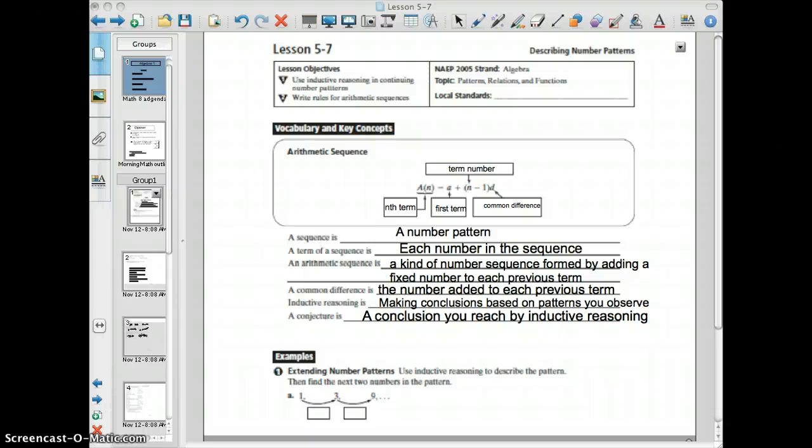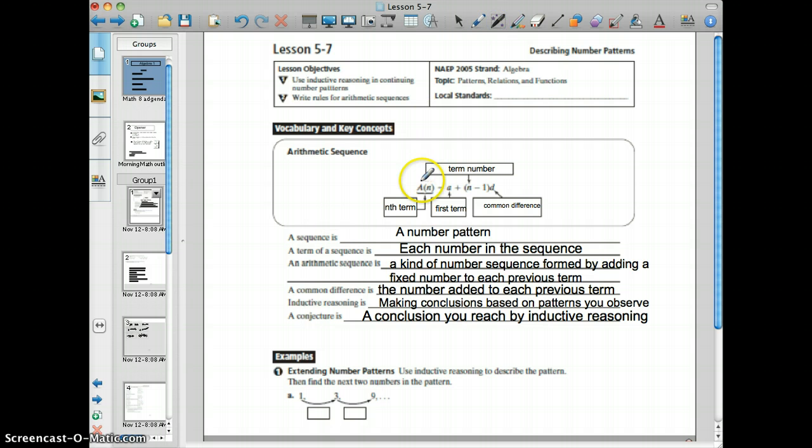Hi class, short lesson today on using inductive reasoning in continuing a number pattern and then also writing rules for arithmetic sequences. Okay, this is lesson 5-7 in the notes as well as in your textbook. First thing you need to learn, I would write down a great definition, great flashcard question, is the standard setup for an arithmetic sequence. Okay, notice we're using function notation here.